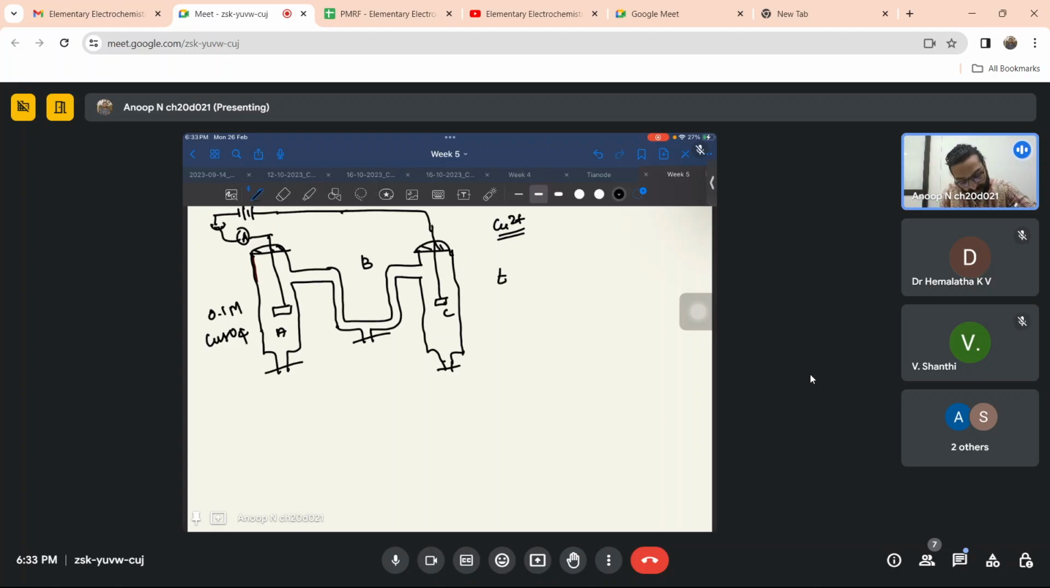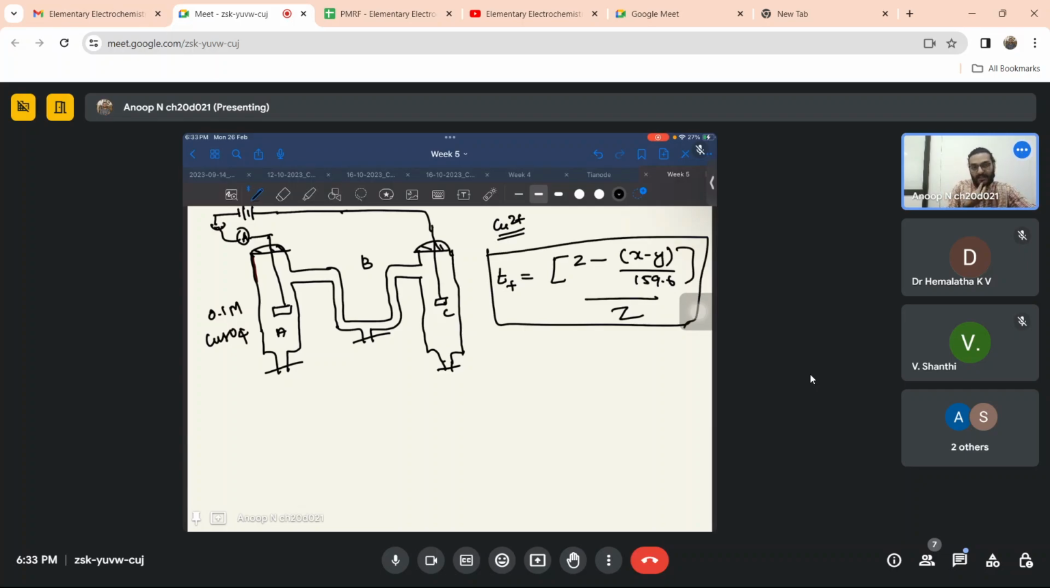So the transport number will be t plus is equal to Z minus X minus Y divided by 159.6 divided by Z, the total charge. This is also written in terms of charge. So for a short time we are passing current and deriving the transport number. Is this method clear to everyone? The weight we take is basically the weight change. Initially there will be a 0.1 molar copper sulfate. After applying current, we'll take out the solution.